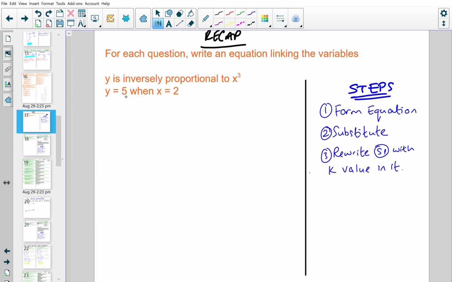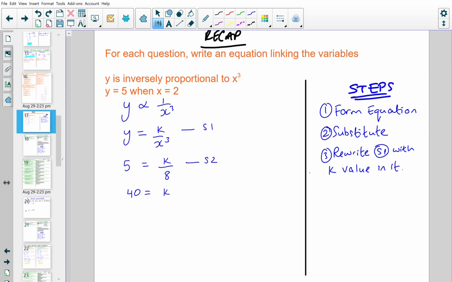So here goes. y is inversely proportional to x cubed. We can now form the equation, which would look like this. This is step 1. Step 2, substitute. 5 equals k over, the value of x is 2, so 2 to the power of 3 will be 8. Multiply by 8 on both sides, so k is equal to 40. This here is step 2.